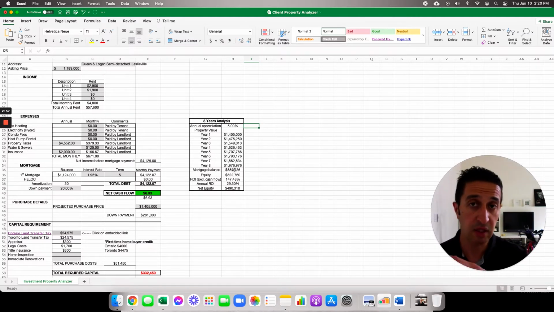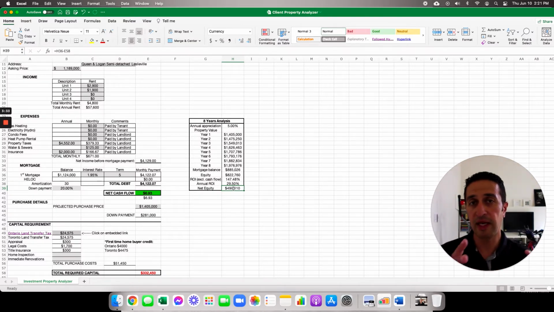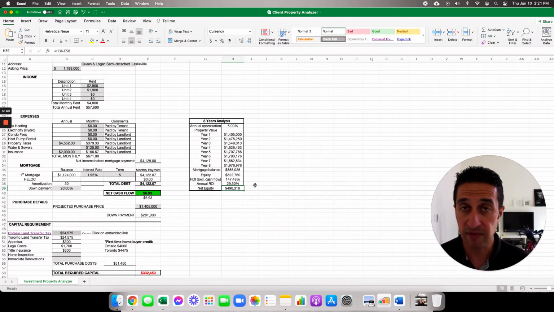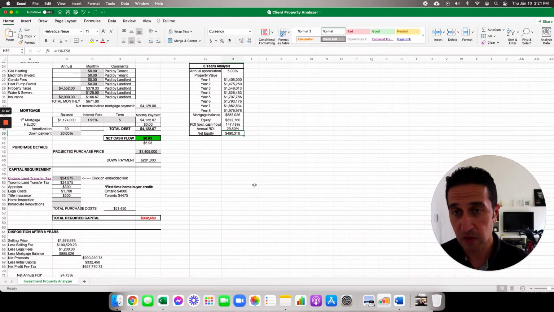The mortgage balance, and again, that's strictly paying down the monthly mortgage, no prepayment, no increased payments, none of that stuff, you'd be down to 885. So it puts your equity right here at 822,760. So you put in 332, you have 822 after 8 years. Now, your ROI on an annual basis is just under 30%, and your net equity, so what I did here is the 822 minus the capital that you put in, 332, gives you 490. So you put in 332, and in 8 years, you get your 332 back, plus you'll have another 490 of equity at 5% appreciation, which is pretty safe for Toronto real estate. So that's what it looks like down the line.